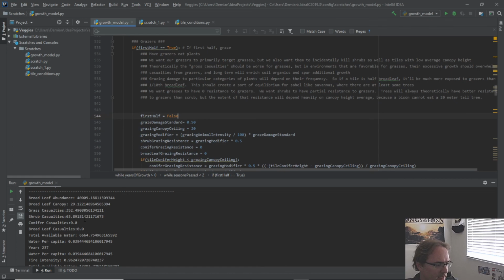Yeah, interesting. The broadleaves got tall enough that, like... Oh, I know what's also happening here. This is a water competition issue, too. Then the broadleaves get tall enough that they start soaking up all of the water, and then grasses can't really get a foothold.